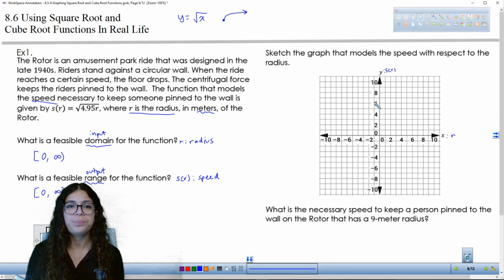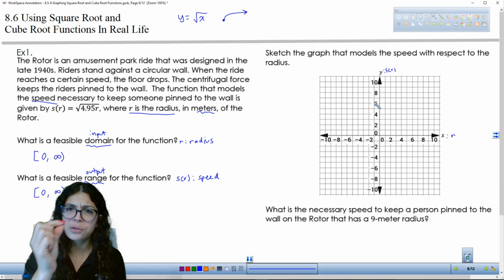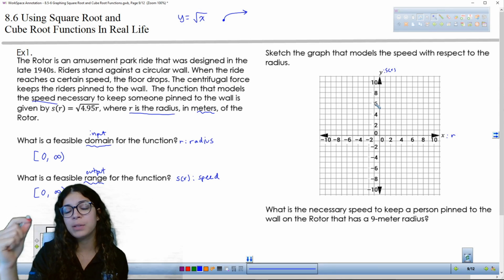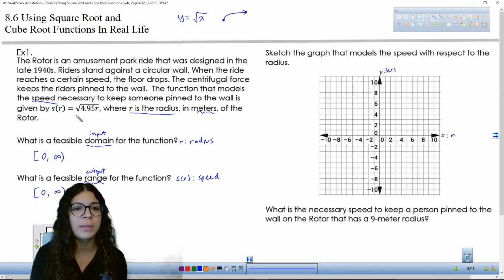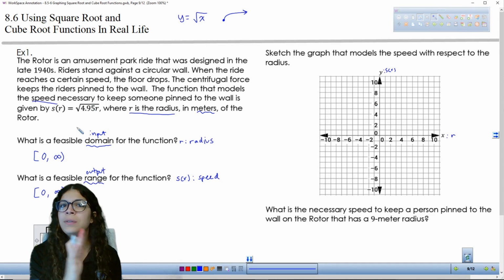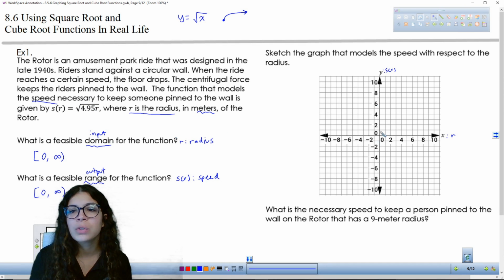So that extrema will stay at the same point because we didn't shift. If you look at this function here, it's not shifted left or right at all. So the extrema will be at 0, 0.